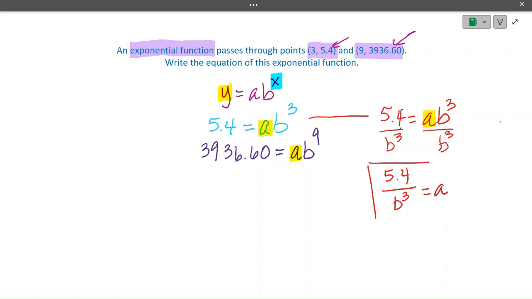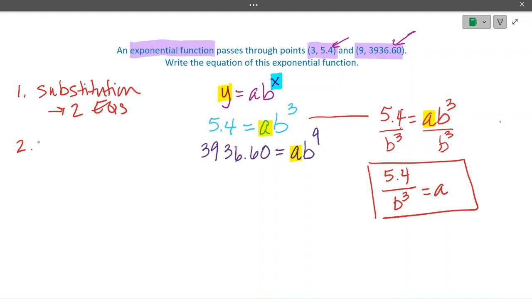Okay, so this is our first step. So step 1, our first step in solving. Step 1 was substitution, and we created 2 equations. Step 2 was to isolate a in one of the equations.